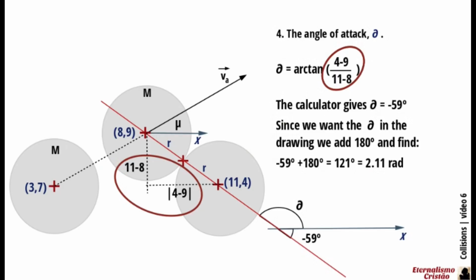The angle of action is defined by the two centers of mass. You are free to choose the angle given by the calculator, or add pi to it, in order to adopt a positive value.